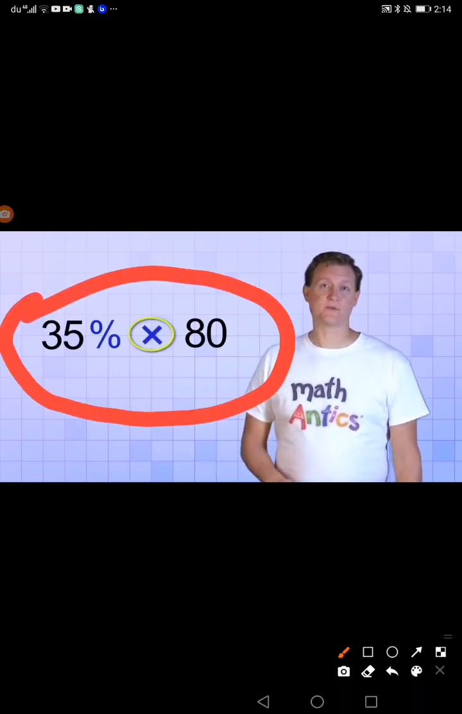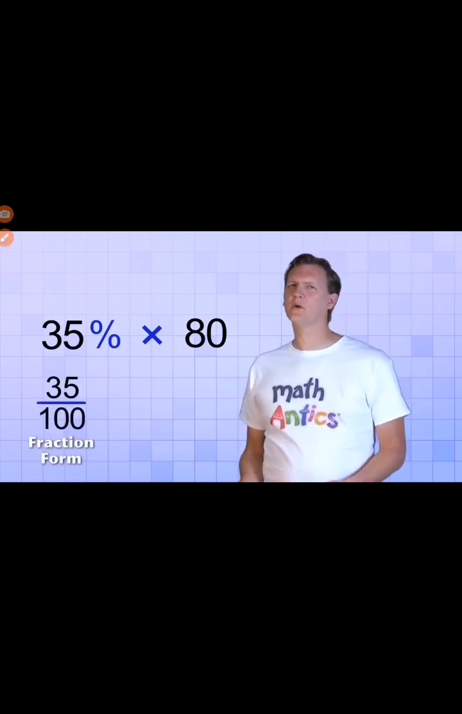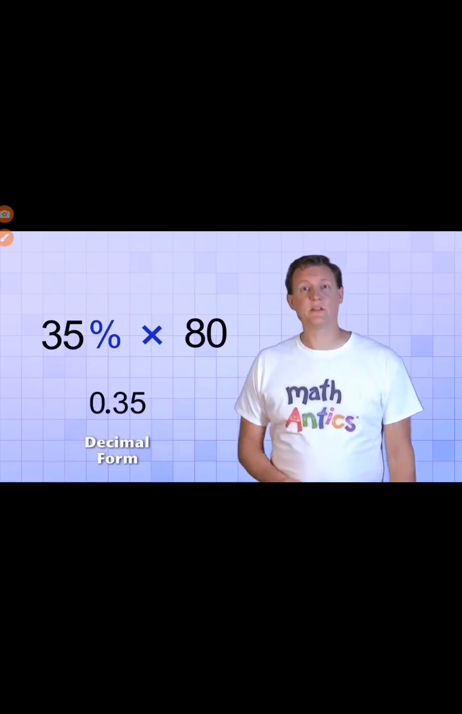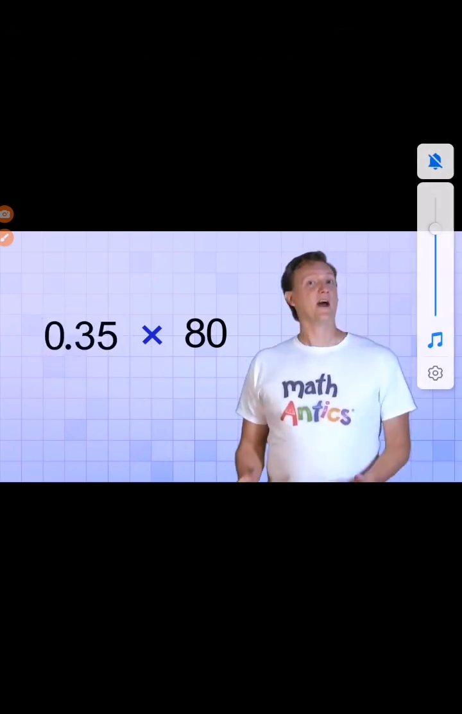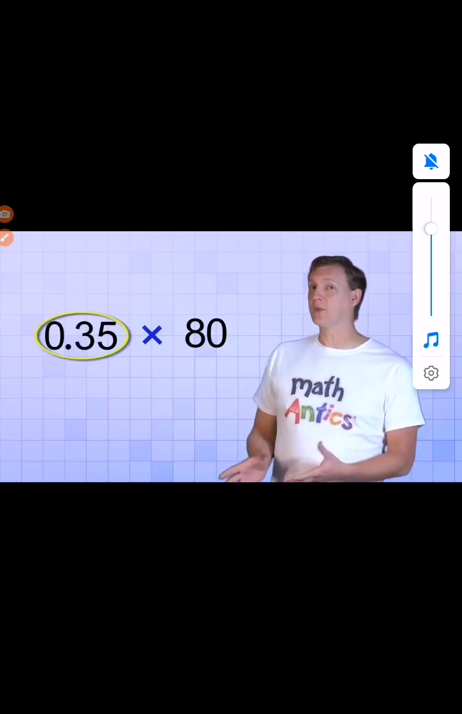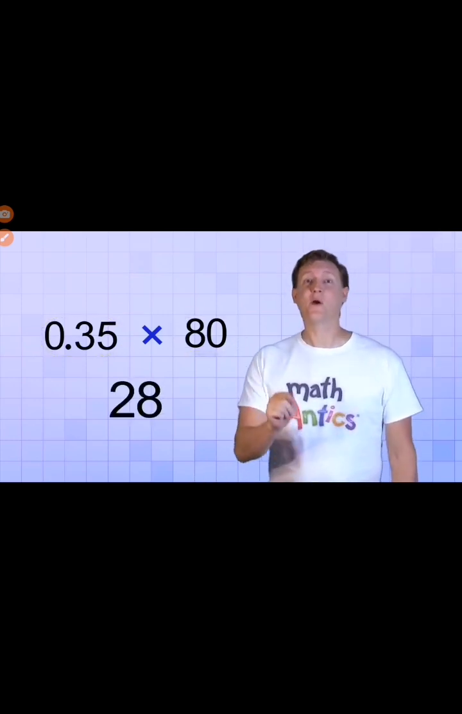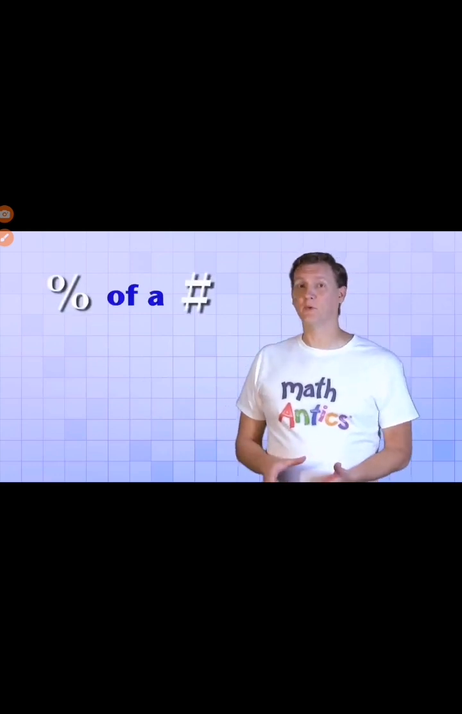Okay then, let's start by replacing the of with the times symbol. And next we have to decide if we want to replace the percent with its fraction form or its decimal form. I think I'll use the decimal form for this one, which means I'll replace the 35% with 0.35. Now, all we have to do is multiply 0.35 times 80, and that's 28. That means you'll get $28 if you help your friend walk those dogs. Cha-ching!